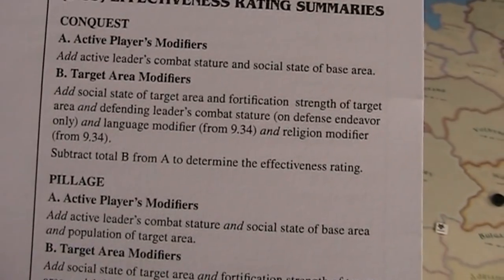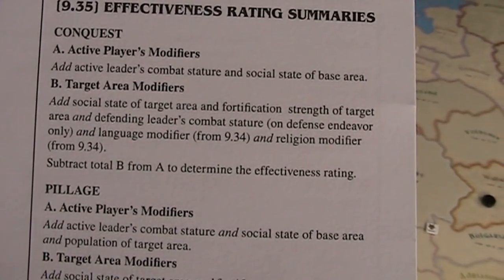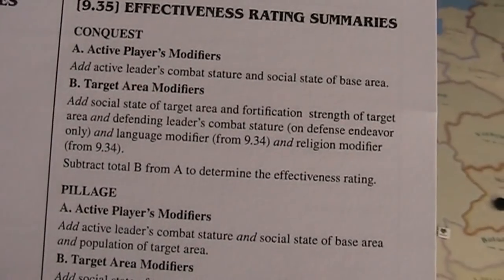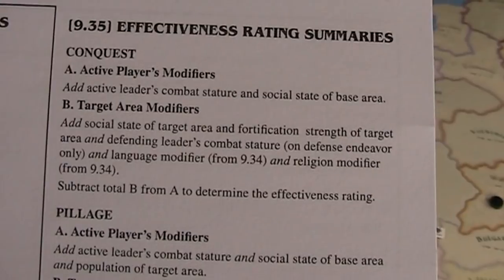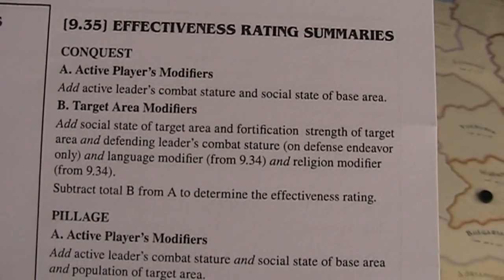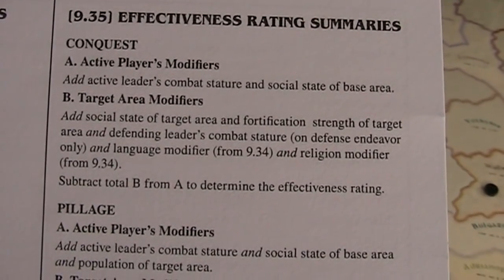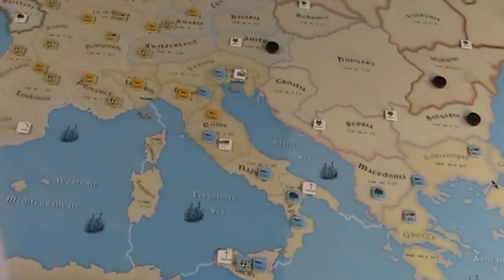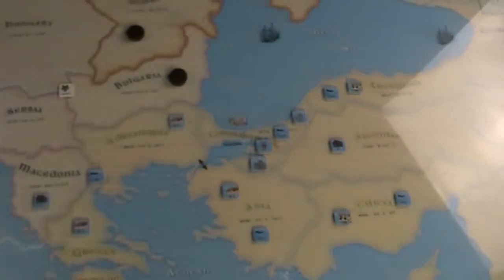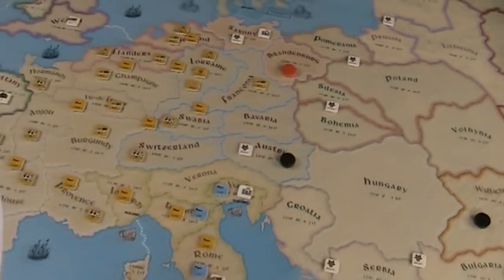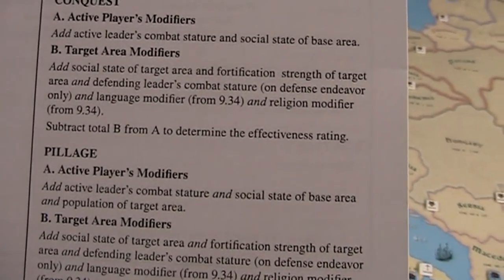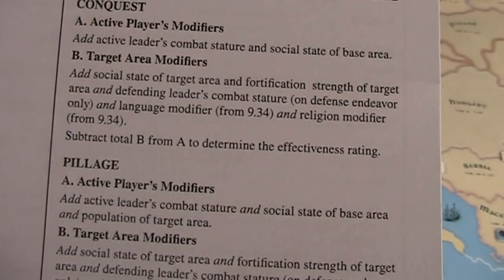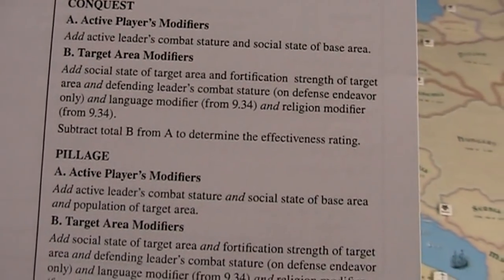Then you have the target area modifiers. What you would do here is you would add the social state of the target area and the fortification strength of the target area and the defending leader's combat value. If there is no defending leader, so if it's not a player that I attack, but just a neutral area, then it's simply a 0. And then I have to add a language modifier and a religion modifier.